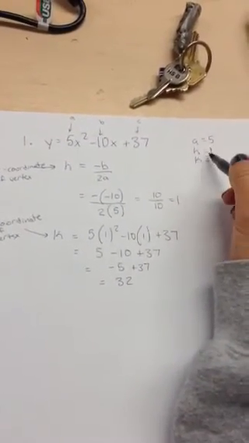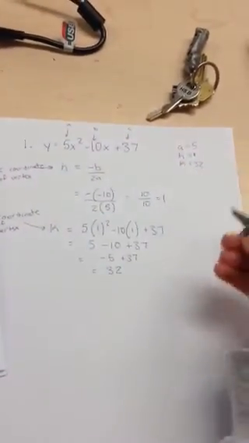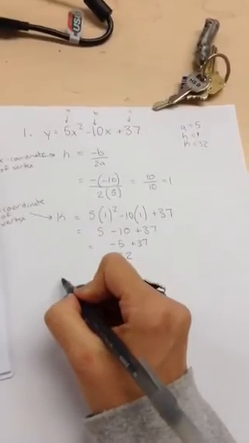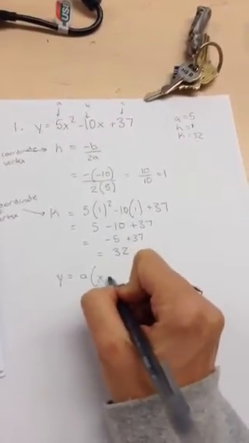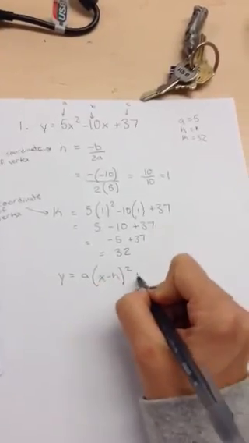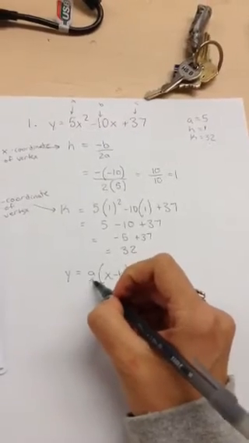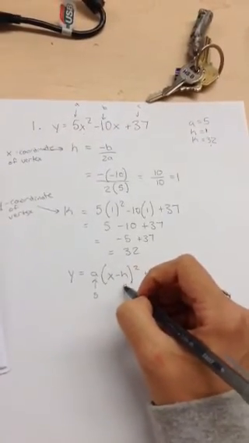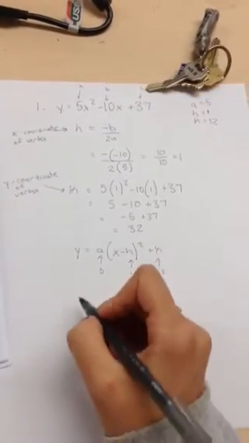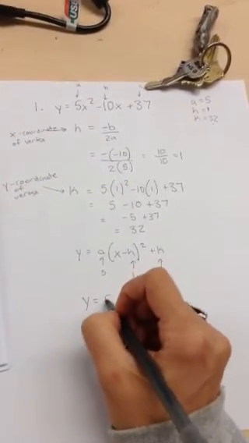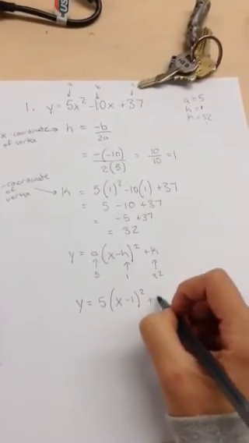Now that I have my A, H, and K, I know my vertex formula is y is equal to A times x minus h squared plus k. So I'm going to plug in. I know my A is 5. My H is 1, and my K is 32. So my vertex formula is y is equal to 5 times x minus 1 squared plus 32.